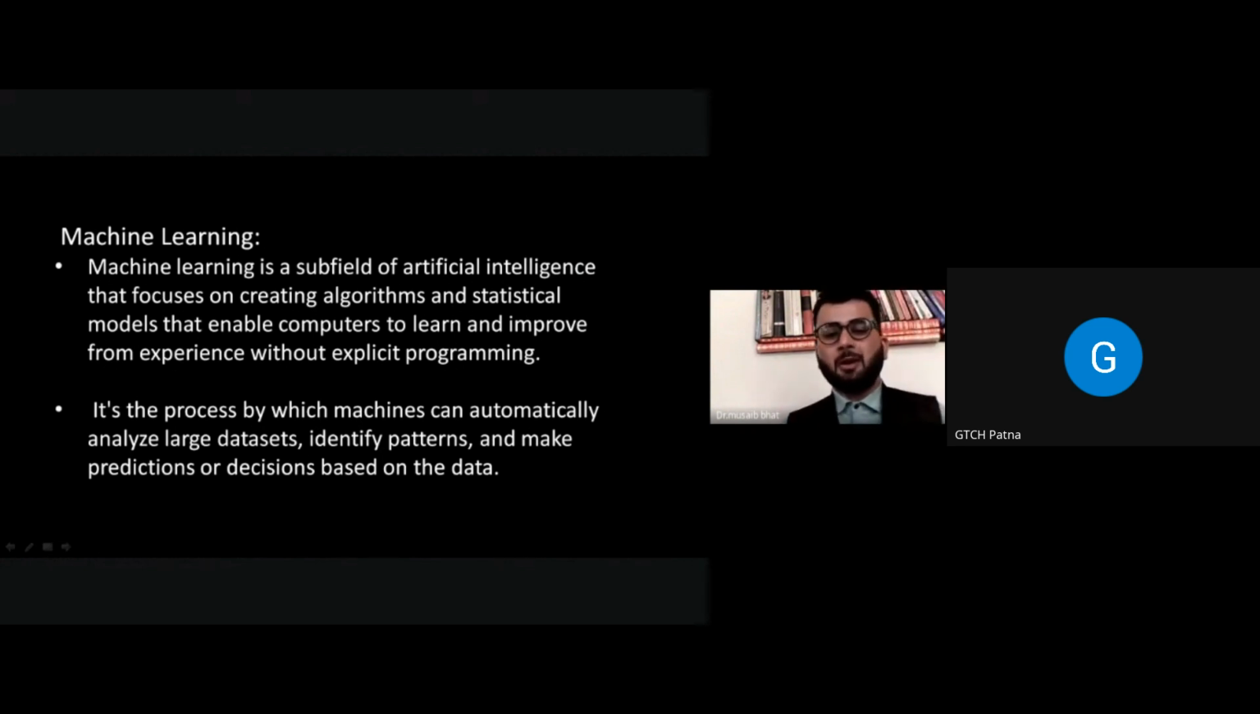So it's the process by which machines can automatically analyze large data sets, identify patterns, and make predictions or decisions based on the data.